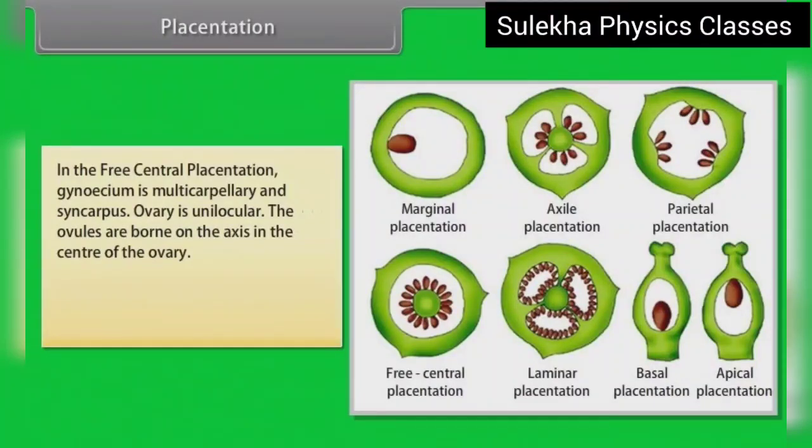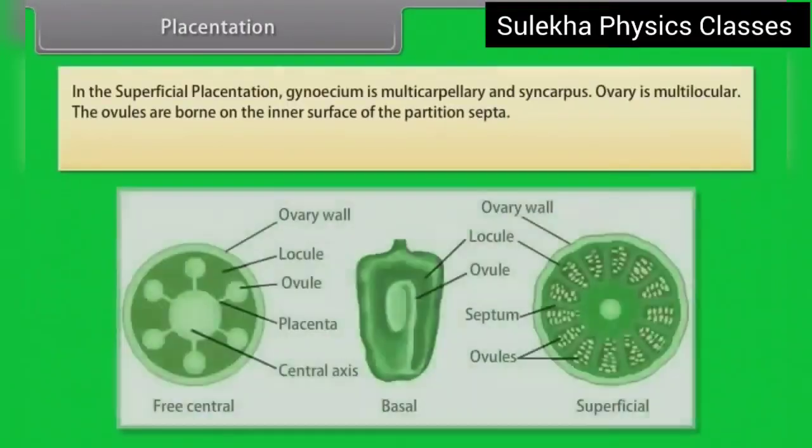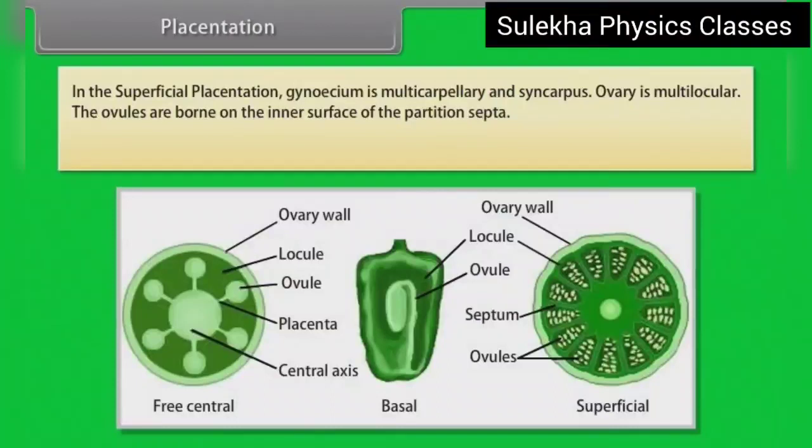Ovary is unilocular. The ovules are borne on the axis in the center of the ovary. Example: Dianthus. The placentation is axile, but due to breakdown of the partition wall, it becomes free central. In the superficial placentation, gynoecium is multicarpellary and syncarpous. Ovary is multilocular. The ovules are borne on the inner surface of the partition septa. Example: Nymphaea.